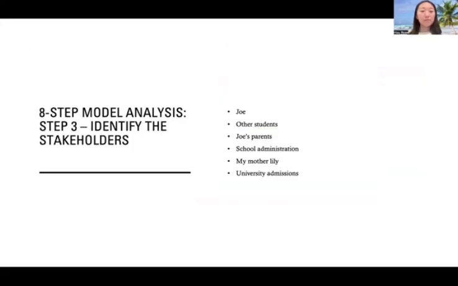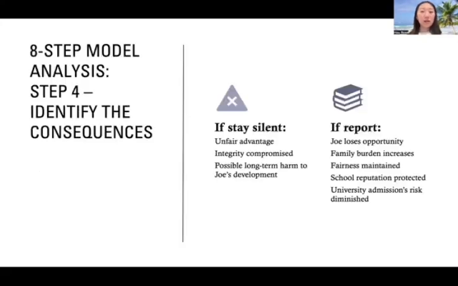The third step is to identify the stakeholders, or everyone affected. The stakeholders included Joe, who might lose a life-changing opportunity, and other students who could feel it was unfair if the teacher did not investigate and report. School administrators, Joe's parents who might feel disappointed after learning that their kid was cheating, or who might be afraid that Joe might not get the chance to go to his dream school, and my mother herself as the decision maker, and even the universities that depend on accurate evaluations.